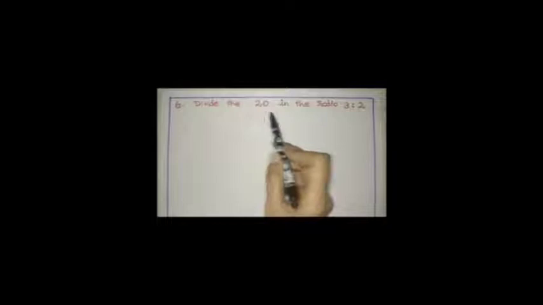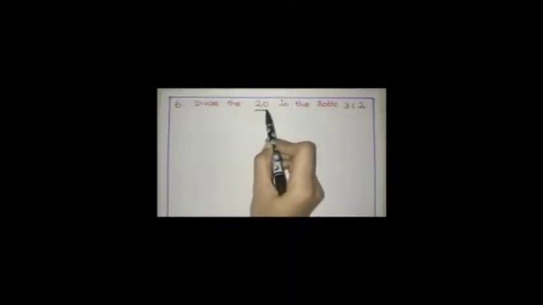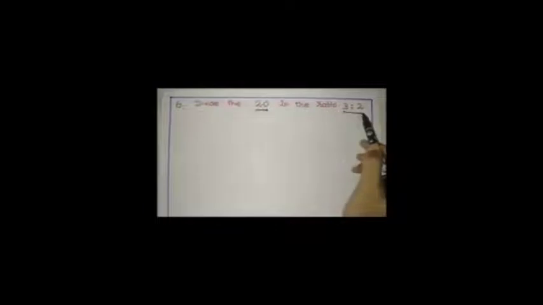Next problem. Problem number 6. Divide the number 20 in the ratio 3:2. So here one number is given and one ratio is given. You have to divide this number in the given ratio 3:2.